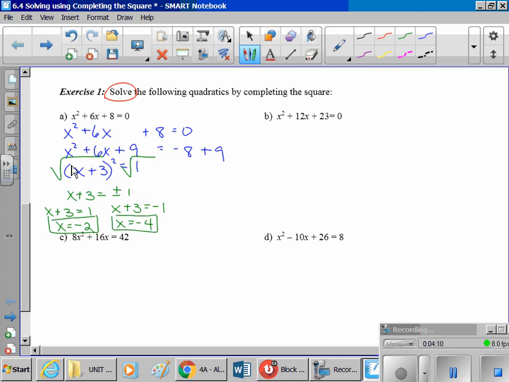You don't have to necessarily check them, because most of the time we do not have extraneous roots when we talk about quadratics.